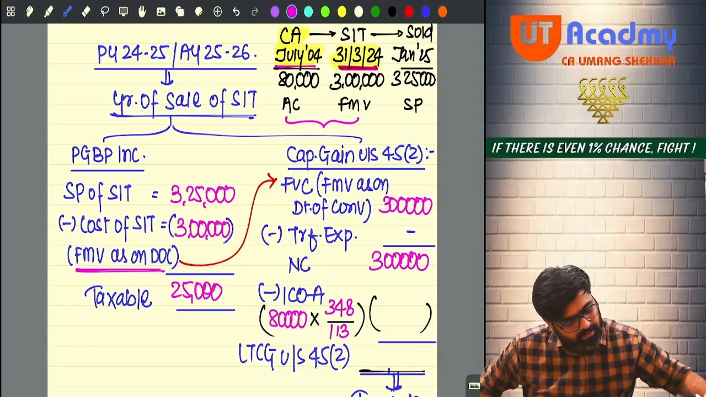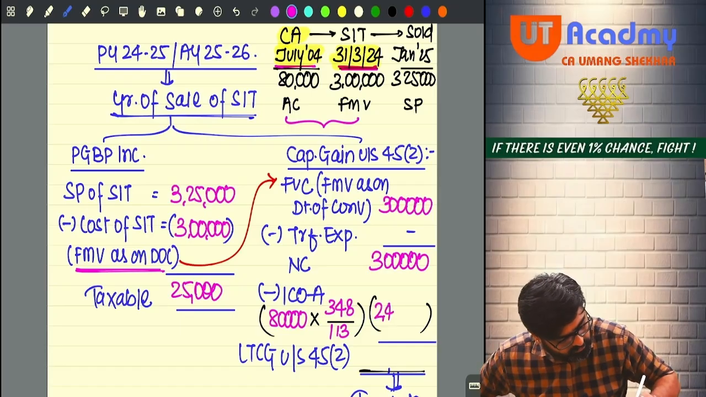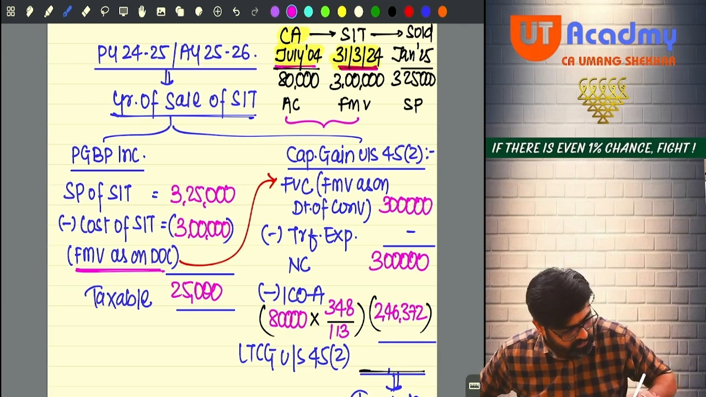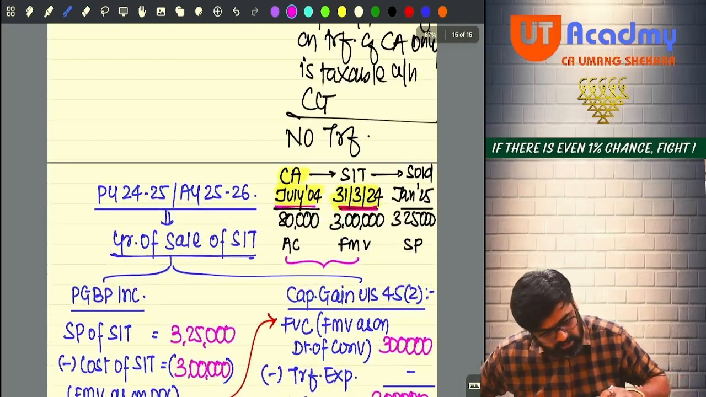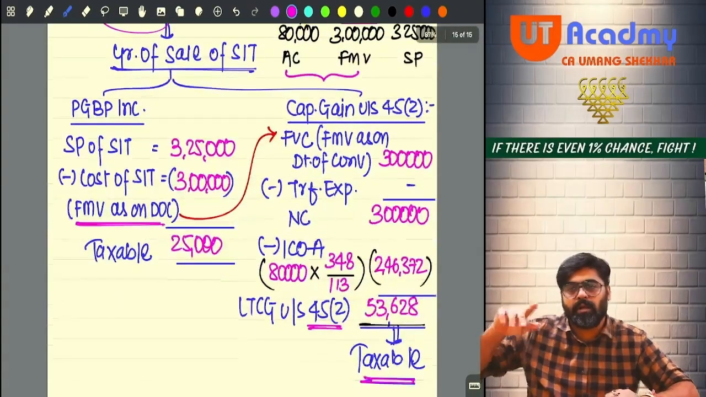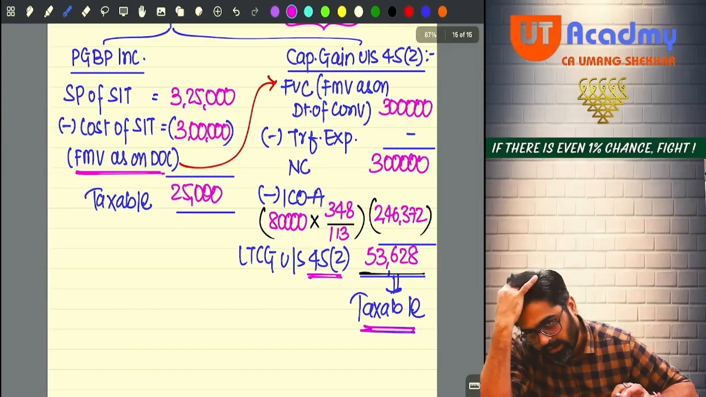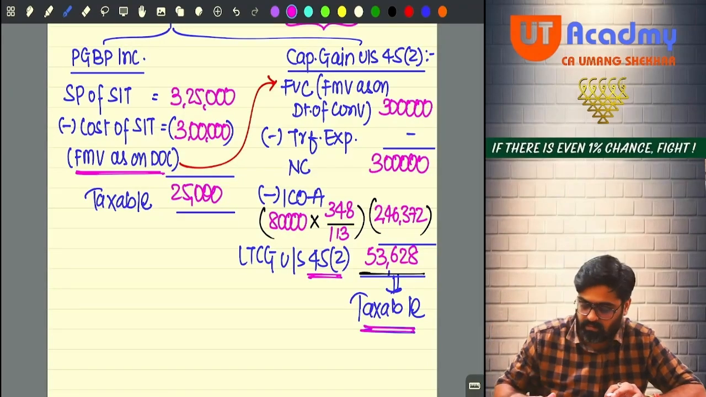Now, indexed cost is 80,000 into 348 divided by 113, which will give you 246,372. If I reduce it out of 3 lakh, I will get 53,628. 53,628 will be my capital gain under section 45(2), taxable under the head capital gains in the year in which the stock in trade is sold. So in the year in which the stock in trade is sold, PGBP of 25,000 will be taxable and the capital gain of 53,628 will also be taxable. Easy, no?